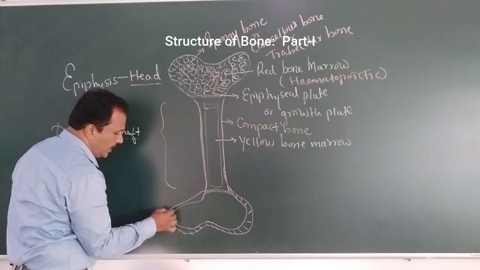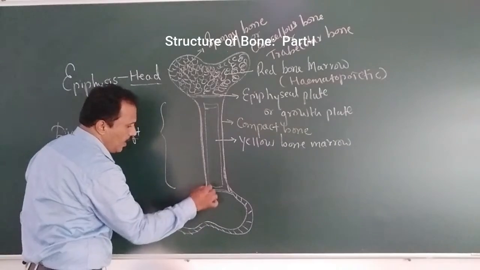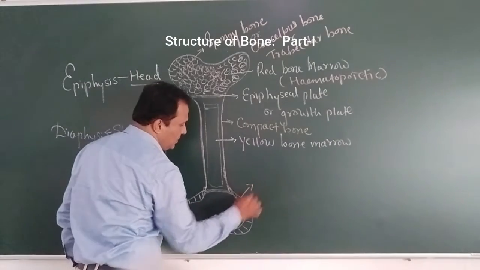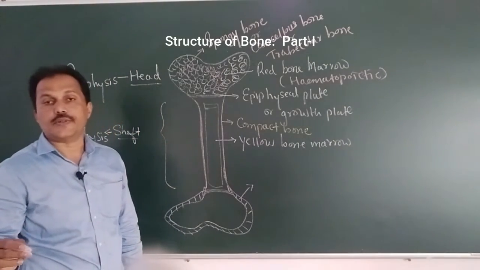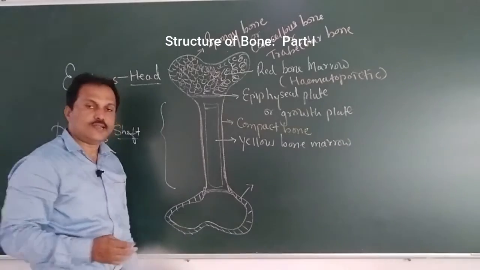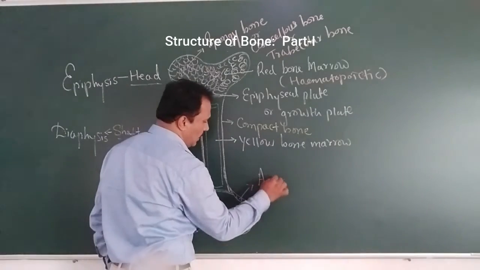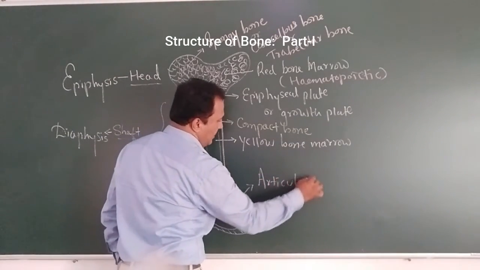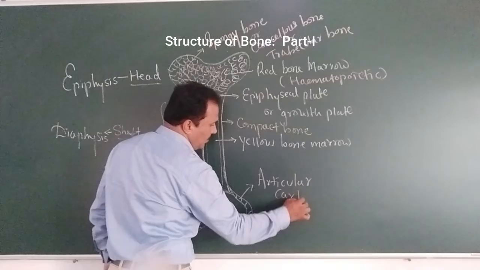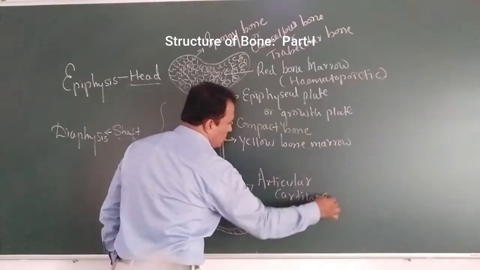This is the covering at the head region I am talking about. This is a type of cartilage. It is present at the joints. It is known as articular cartilage. Articulation is nothing but it refers to joints.